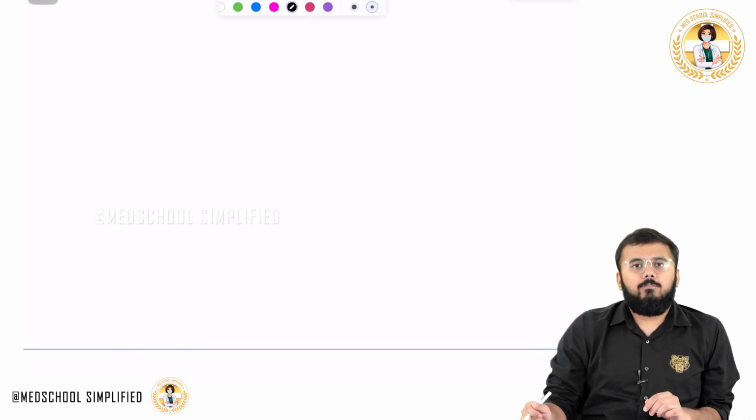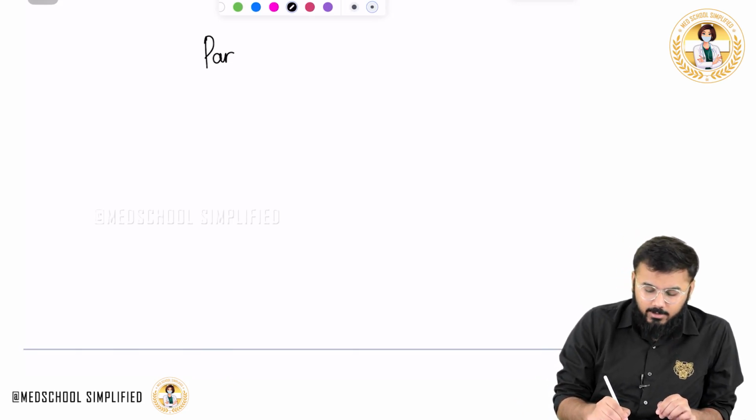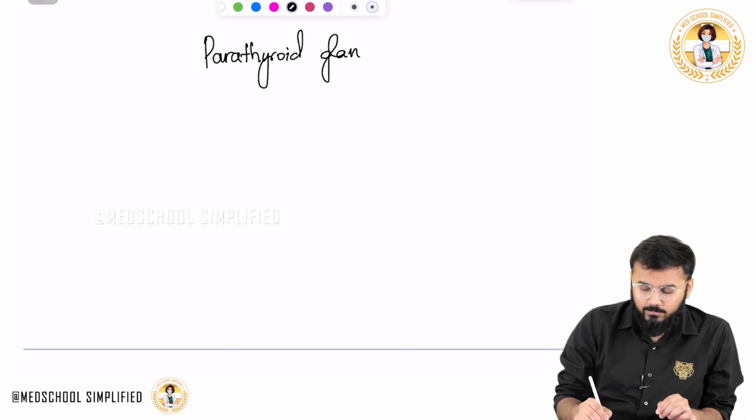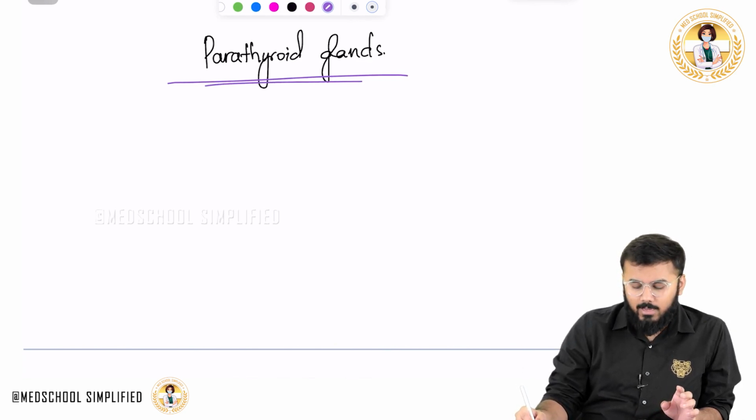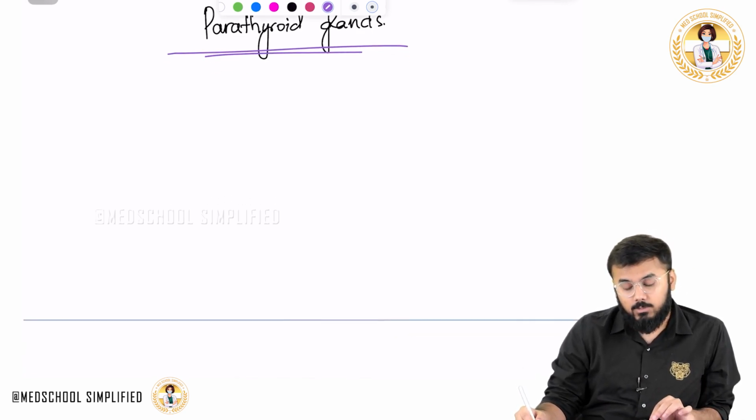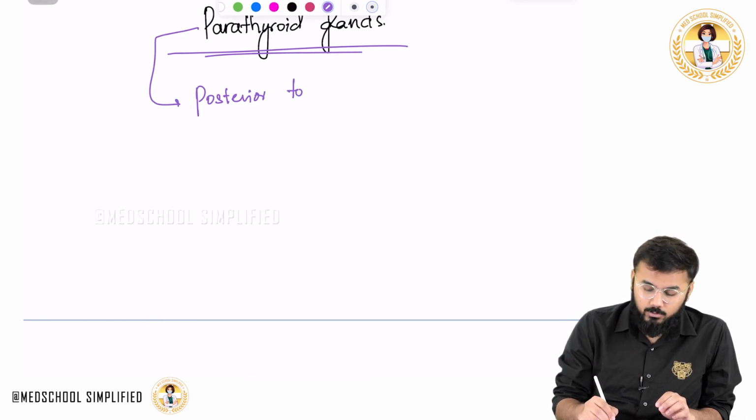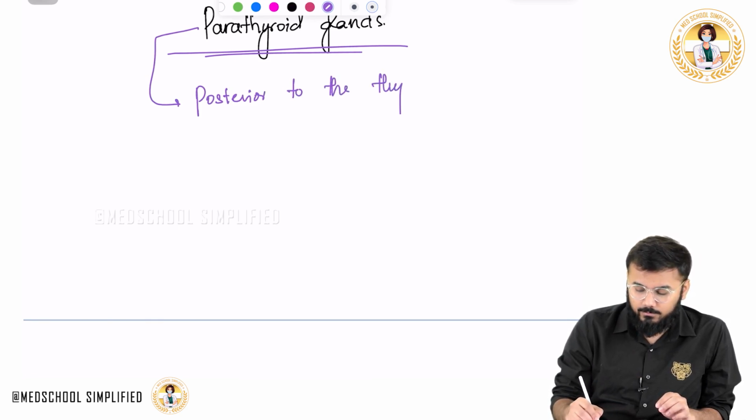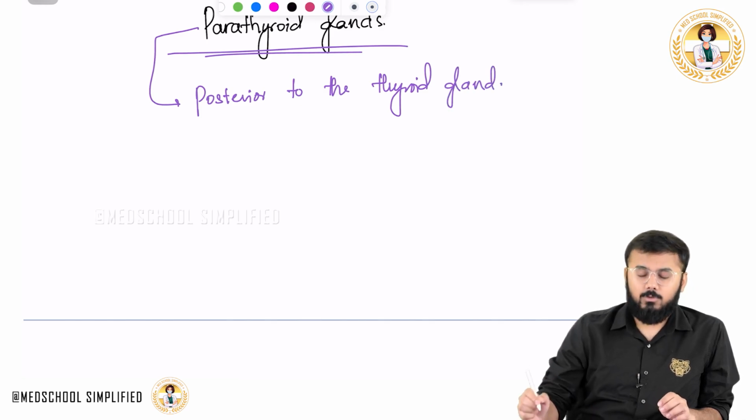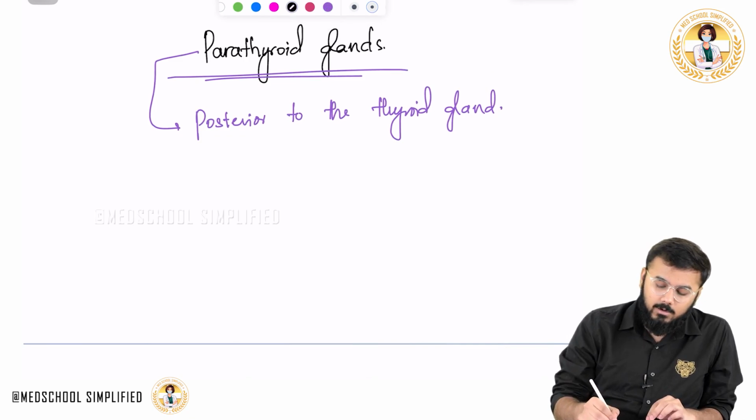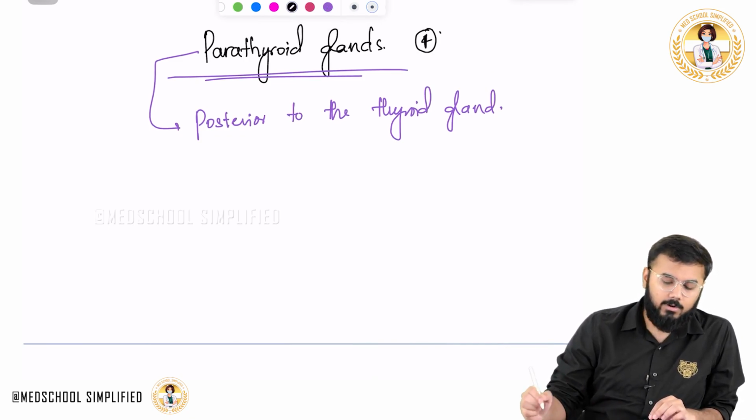Hello guys, so now we shall be discussing the parathyroid glands. What are the different kinds of parathyroid glands we have? Actually, there are 4 parathyroid glands, and where are they located? These parathyroid glands are located posterior to the thyroid gland. How many parathyroid glands do you have? You have 4 parathyroid glands.